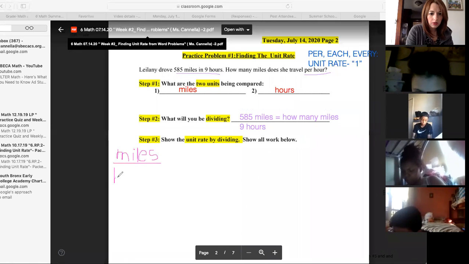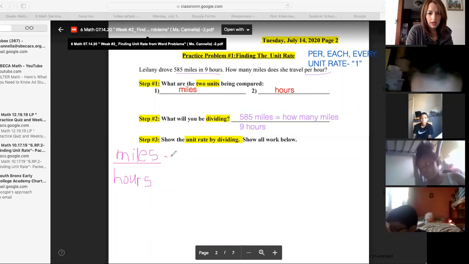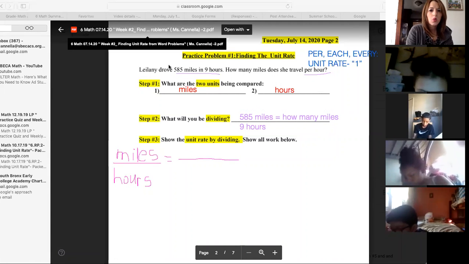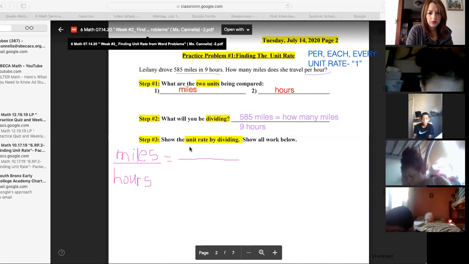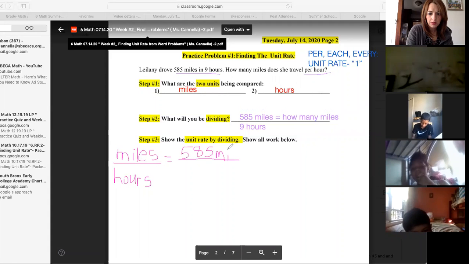Miles over hours. Every unit rate has to have your label. Now we're going to fill in the fraction. So Isaiah, what is the numerator? How many miles are there? 585 miles. Miles goes on the numerator. MI is the abbreviation for miles.